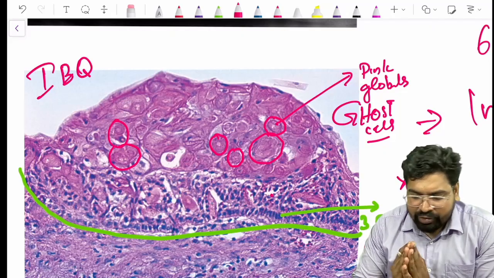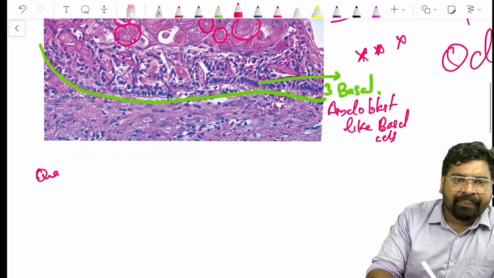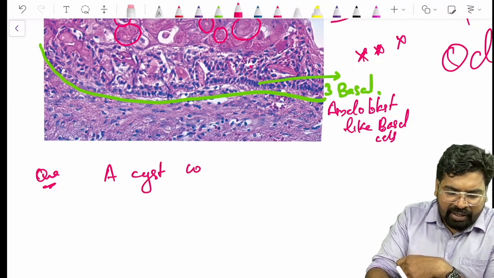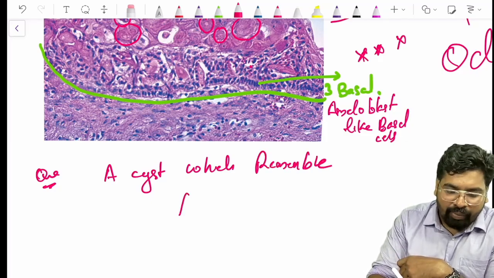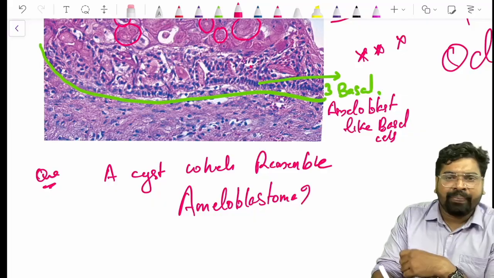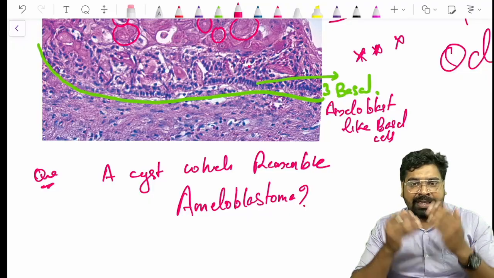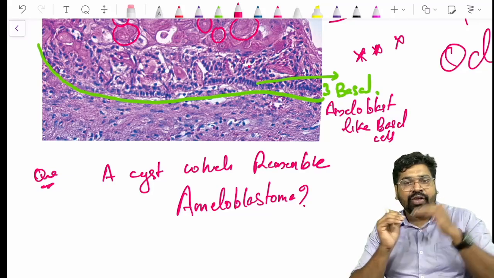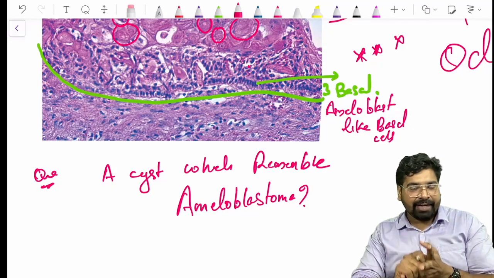Another thing you should know: there was a question in the previous NEET examination. A cyst which resembles ameloblastoma. Now, you know why this question came here. What is the significance of this question? Because just like ameloblastoma, you are seeing ameloblast-like cells here, right? You are seeing stellate reticulum here. So you know that in ameloblastoma, you see ameloblasts, you see stellate reticulum.